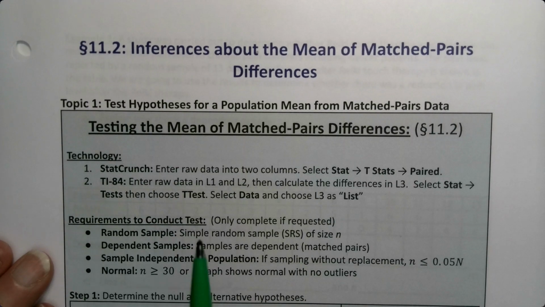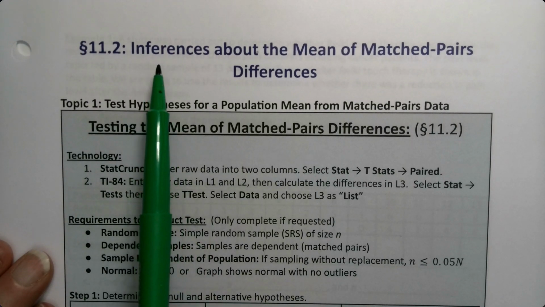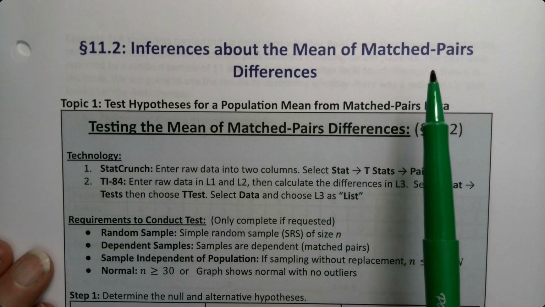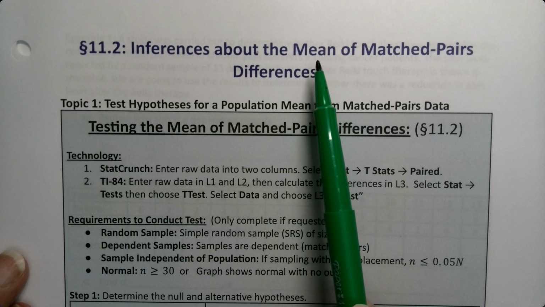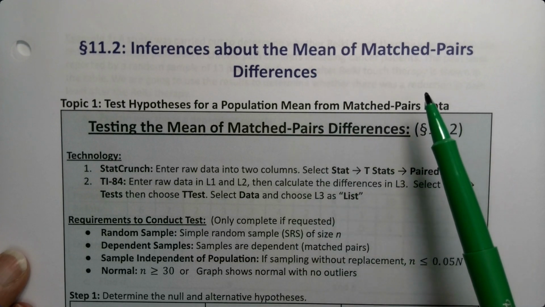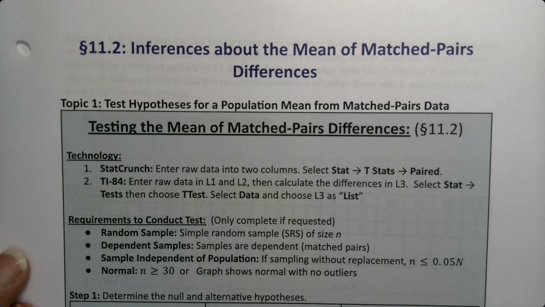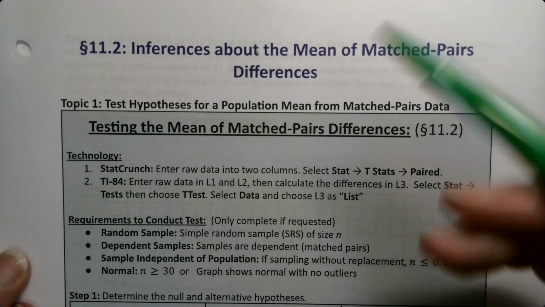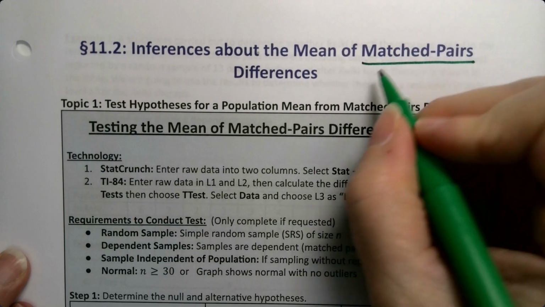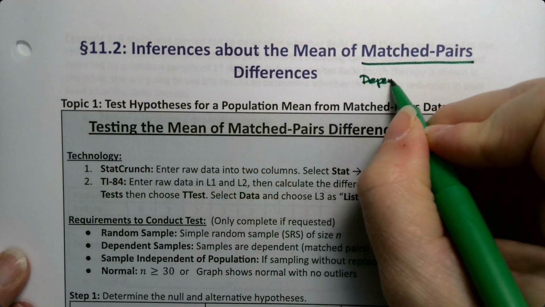In section 11.2, we're going to conduct inferences about the mean of matched pairs differences. So, of course, it's a mean problem, not a proportion problem. So these will be about means, and it's matched pairs, which are dependent samples, right? All right, so I'm going to make a note of that. So when we see matched pairs, remember that's a dependent sample.